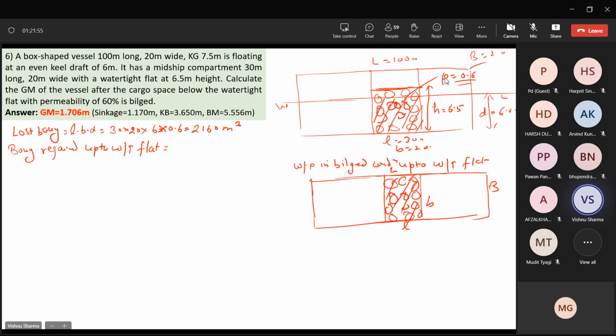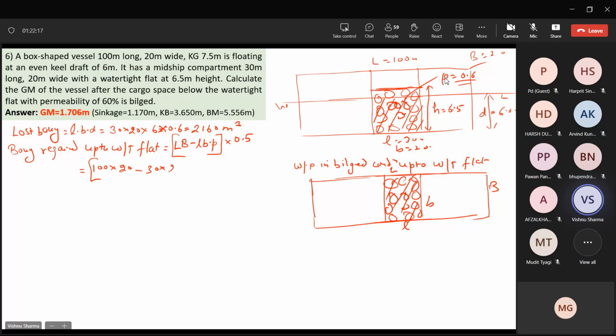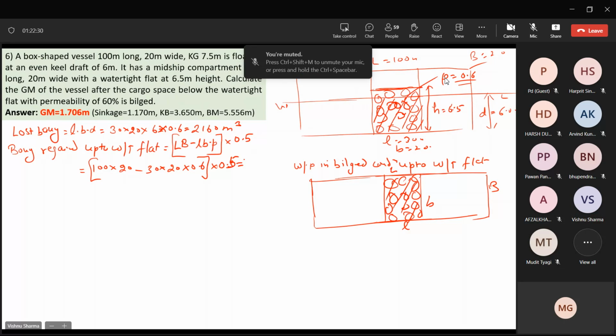Now I'm just talking to myself and solving it. Intact water plane will be whole water plane minus lost water plane, into sinkage from 6 meters to 6.5, that is 0.5. I put the values: 100 into 20 minus 30 into 20 into 0.6, into 0.5, sorry. And I think you said 840 or 860, guys. How much? 820. 820 cubic meters. Okay.